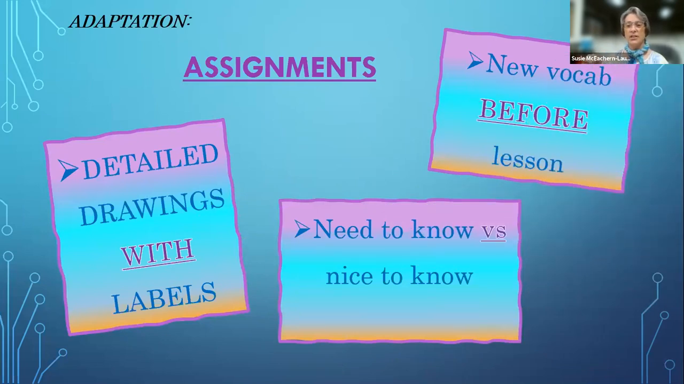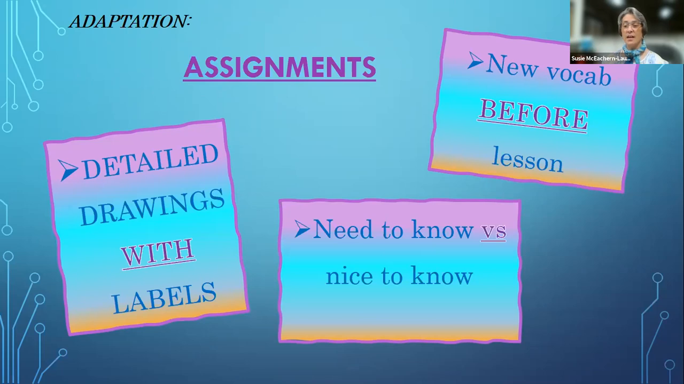So in adaptation, let's look at our assignments. An example of an adaptation in an assignment is we're asking them to be detailed with a drawing. Not only are we asking them to detail the drawing, but we're asking them to label it. So for instance, if you're doing a muscle group, you're not only labeling the muscle group, but you're asking them to write where the origin and the insertion of the muscle group are. So that's an adaptation of your assignment. That's one way, and that also increases the rigor of the work.